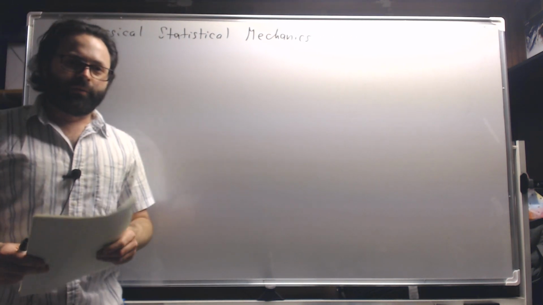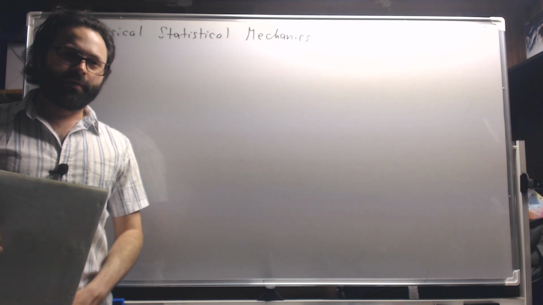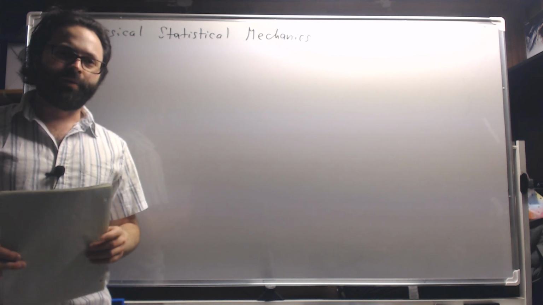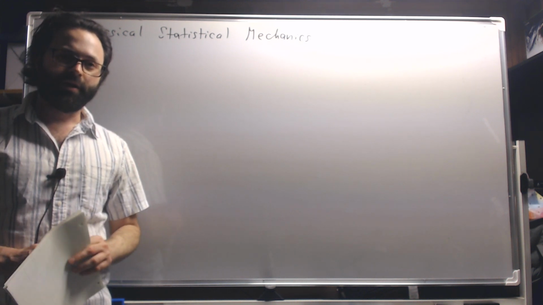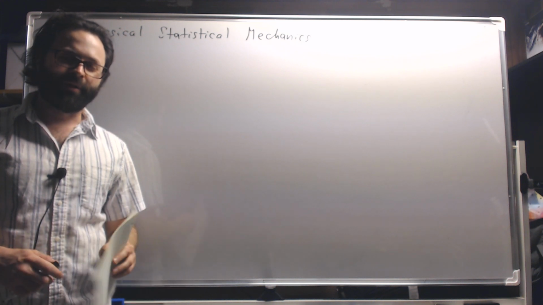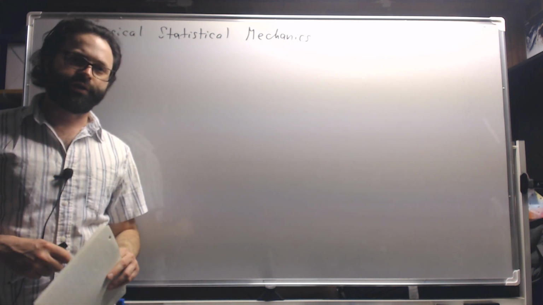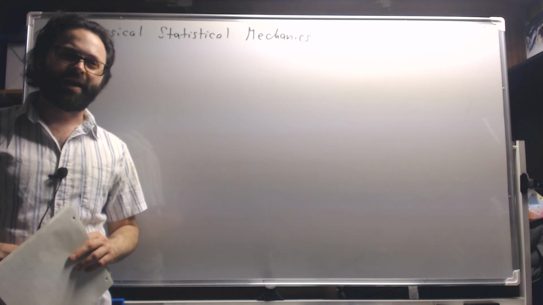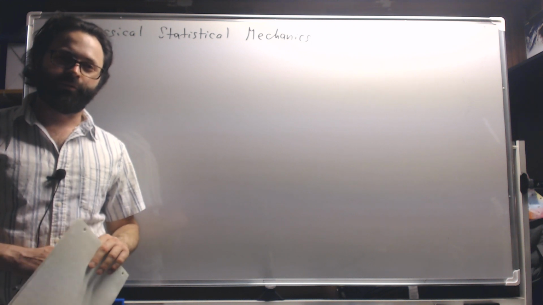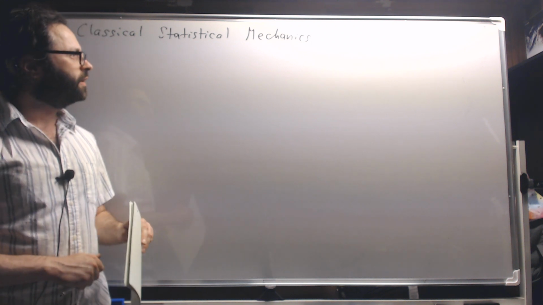What do we mean by that? We mean that instead of having our system obey quantum mechanics, the appropriate mechanics that will govern the motion of the system that we want to investigate are classical, so Newtonian, right? That's what we mean by the term classical in this class.